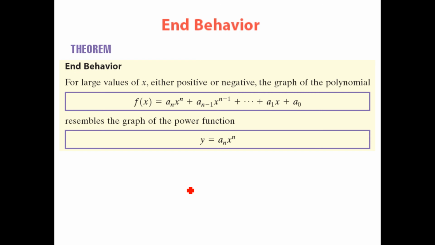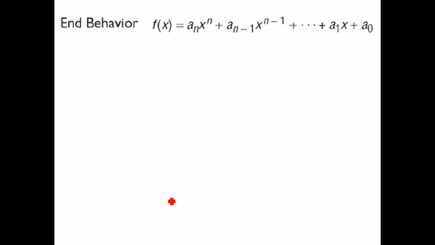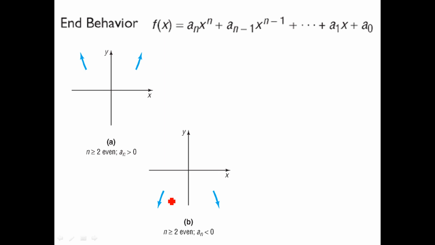Okay, so let's finish up this objective here with end behavior. All right, for really large values, what they're saying here is what happens at the edge of our graph? We don't care what's going on in the middle. It could do all sorts of crazy things as long as it's smooth and continuous. But on the edges, it's going to follow these rules.